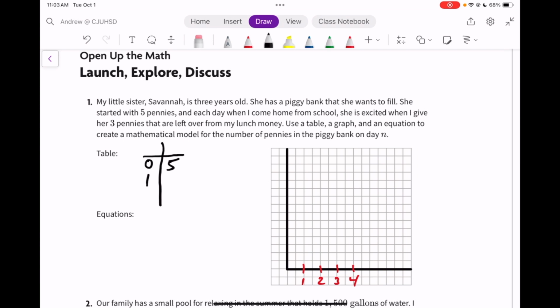Maybe it's a Sunday, and you say to Savannah, okay, after lunch tomorrow, I'm going to save my change, my 3 pennies. I'm going to give it to you when I come home. So now, at the end of the first day, she's got her 8 pennies. And then 11, and so on. So this is obviously arithmetic. We're adding 3 each time. And so when we look at the graph, and the graph scale, since we only have to go up to 11, that means we could go just every other line. So 2, 4, 6, 8, 10, 12.